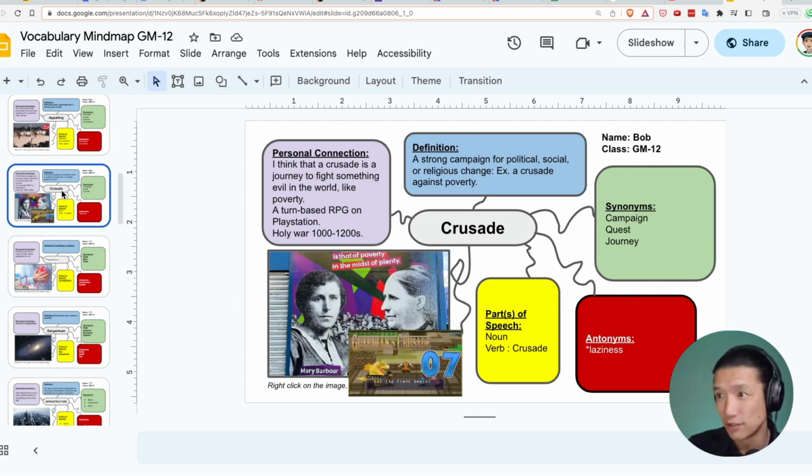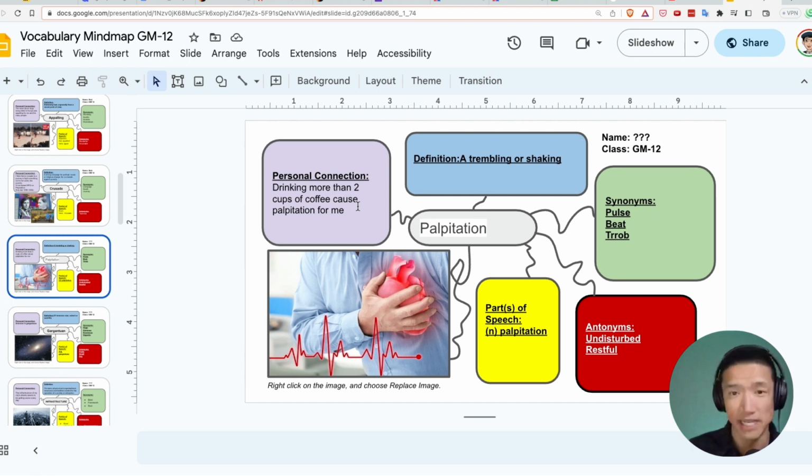So like the word crusade, right? I wrote this, but somebody in this class's connection to the word crusade is through a video game called Guardian Crusade, right? So you'll always remember that word because you'll remember that game. With palpitation, okay? If you connect it with coffee somehow, coffee, palpitation, you make a stronger connection, okay?